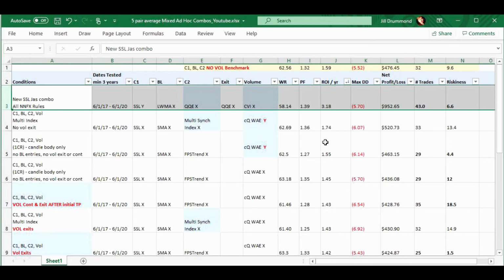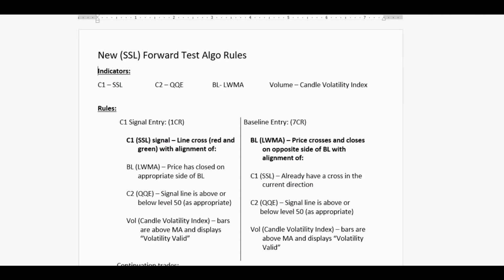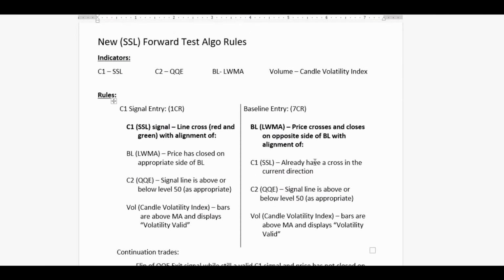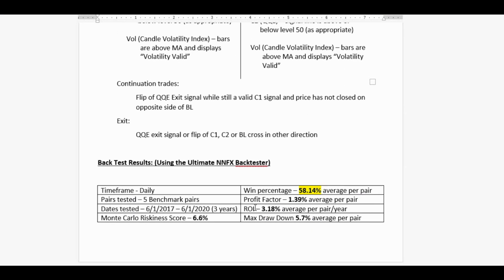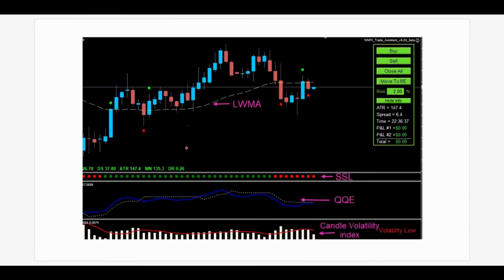But the problem was this scared me a little bit. So if you look at the rules, well, I'll come back to those. But if you look at the win percent, it was below 60% and it was lower. So that's why I was pulling my hair out. But I figured, okay, the rest of these statistics are pretty good. I'm going to start forward testing it and see how it does. So here's what I ended up with.